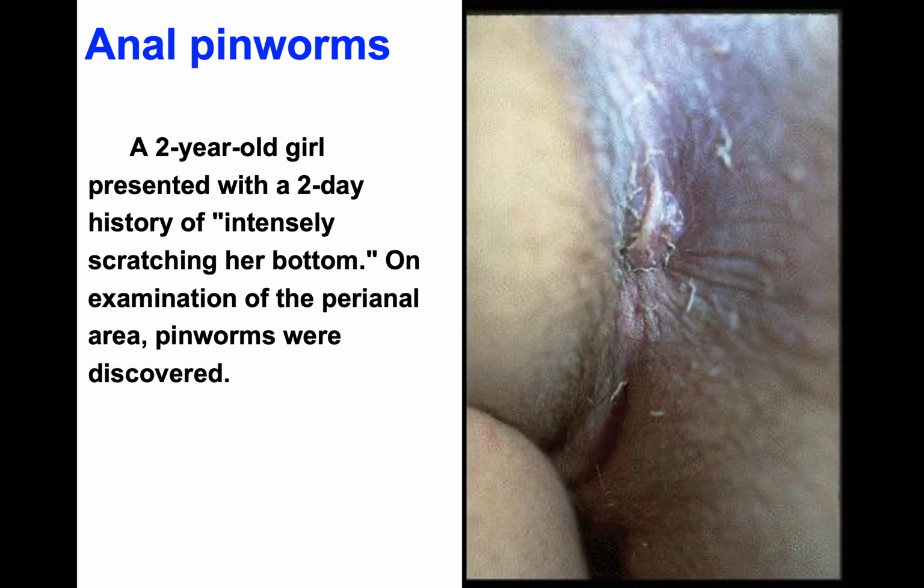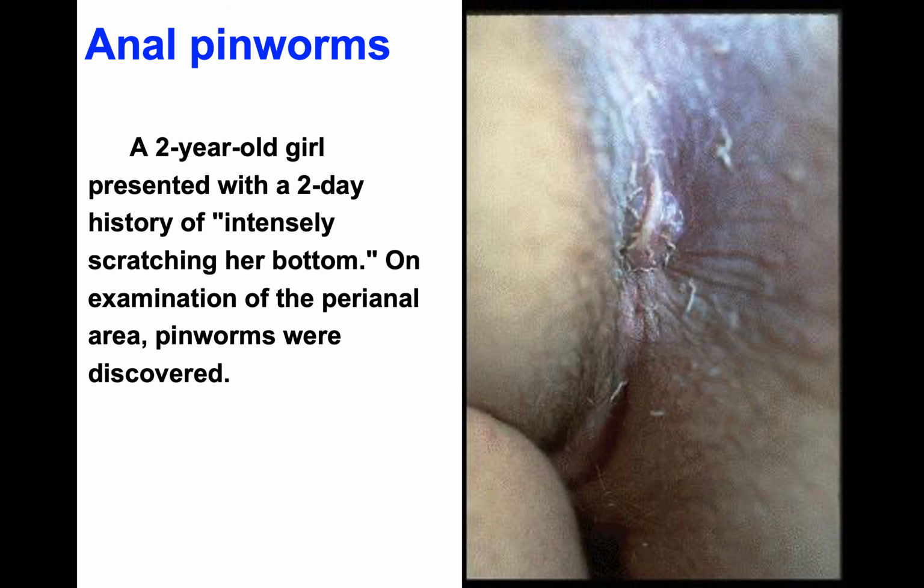And usually at night, if the kids are very loud and they wake up sometimes and then cry, you may want to check their pants. Because at night when people are sleeping, the perianal area is clean, and the pinworm may sometimes crawl out from the anus when kids are sleeping.